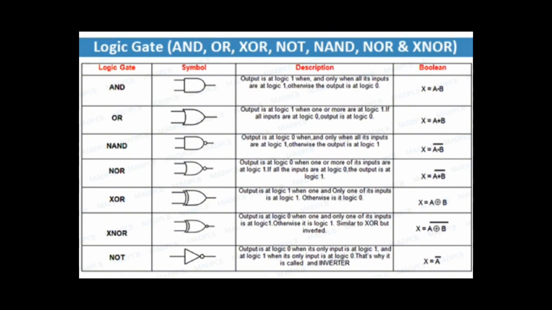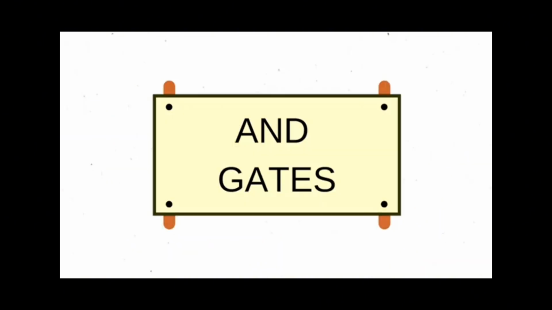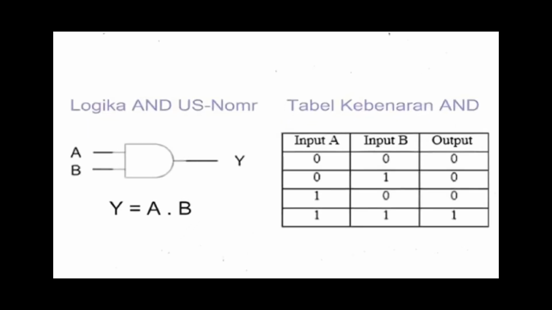X equals A. AND gate. This logic gate produces an output of value 1 only if all inputs are 1. If any or all of the inputs are 0, then the output is 0.